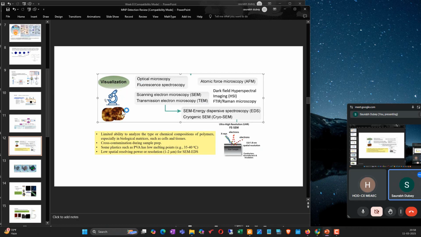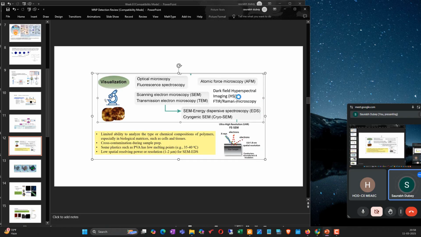They have used atomic force microscopy and also optical and fluorescence. So these are the visualization techniques: optical, fluorescence, SEM and TEM. And another one is AFM, atomic force microscopy, through which you get the surface morphology. And then material characterization using FTIR and Raman.